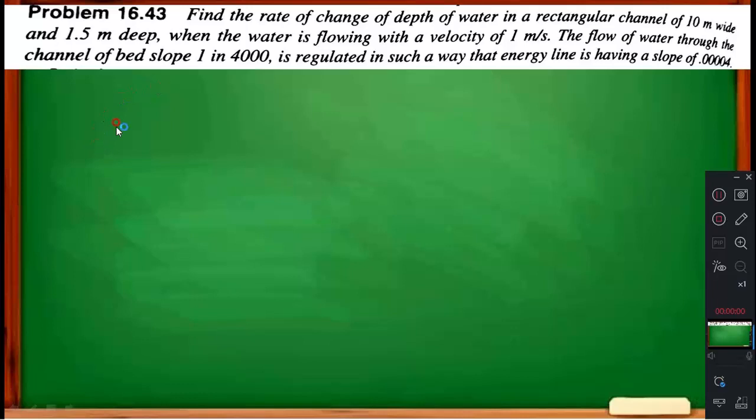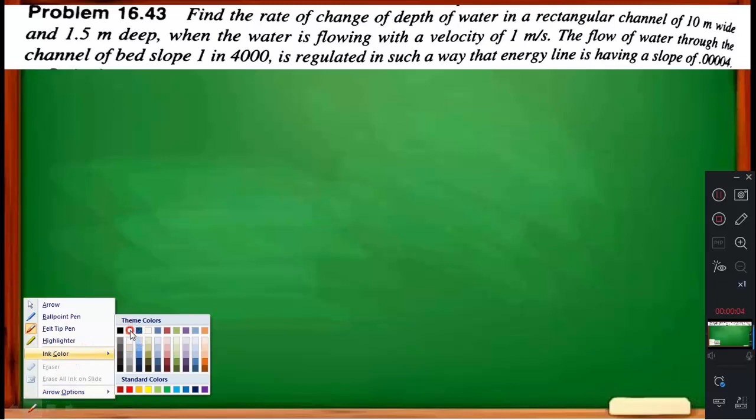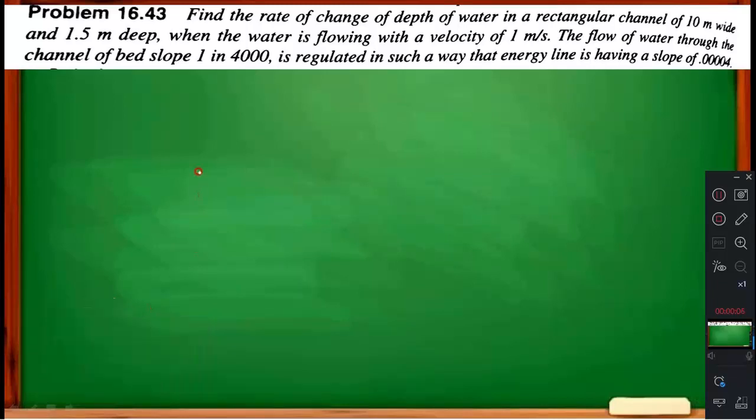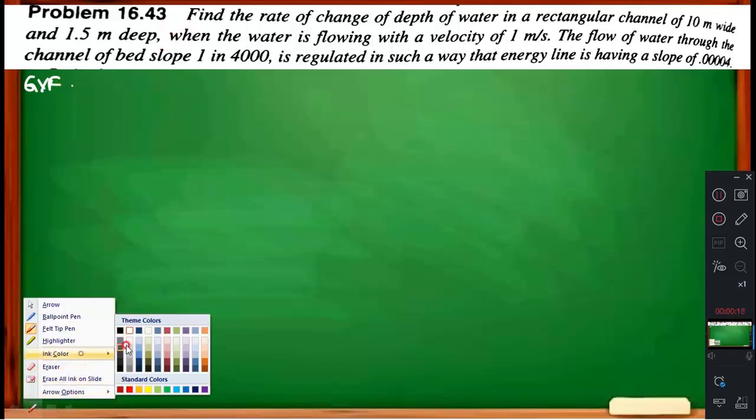Now the problems we are solving today are all problems on gradual varied flow. Three problems are there, very important, and those problems are on gradual varied flow. See the statement: find the rate of change of depth.